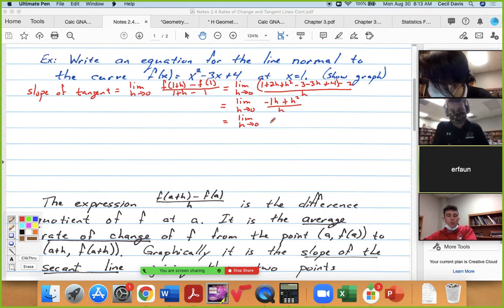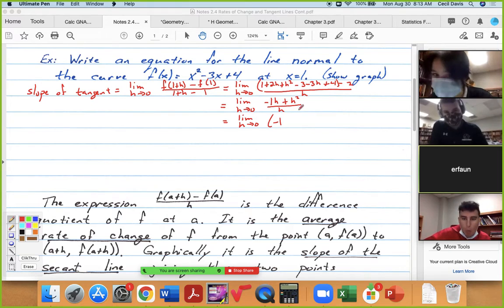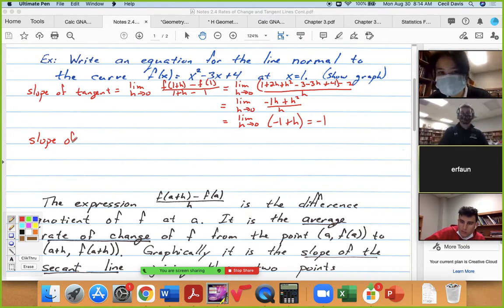So negative 1h divided by h is negative 1. H squared divided by h is h. So that's negative 1. So that means the slope of the normal will be the opposite reciprocal, which would be positive 1.